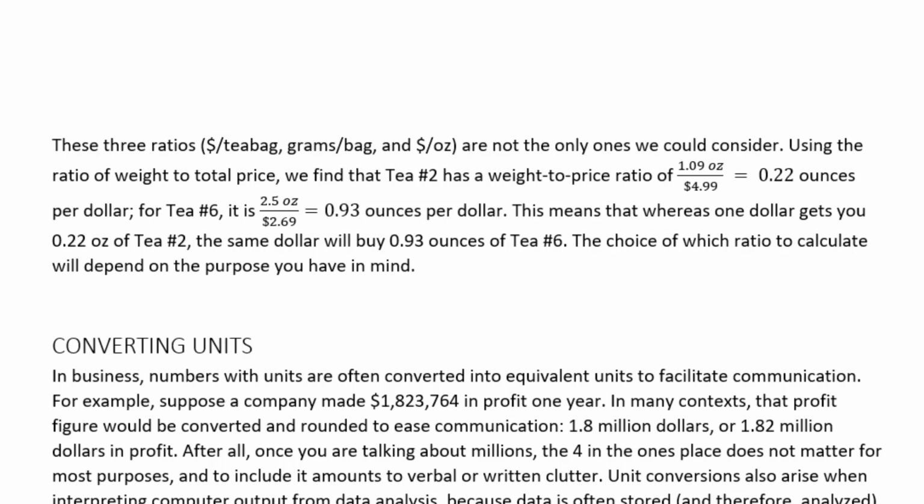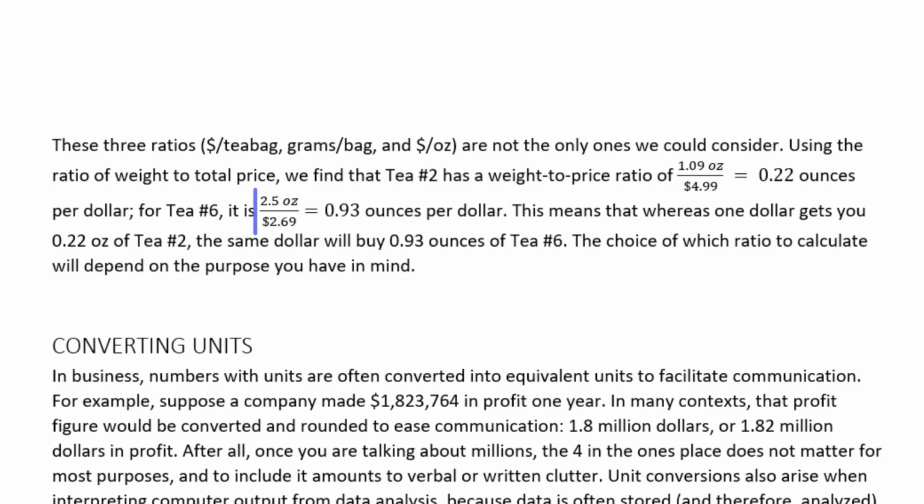could consider. Depending on what our goals are, we might consider others, and I'll cite just one further one, which is the ratio of weight to total price. I calculated this using ounces to dollars, ounces over dollars. I could have done grams over dollars. I just chose ounces. And we find that tea number 2 has a weight to price ratio of 1.09 ounces to $4.99, which is 0.22 ounces per dollar.